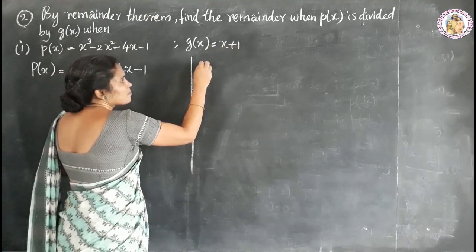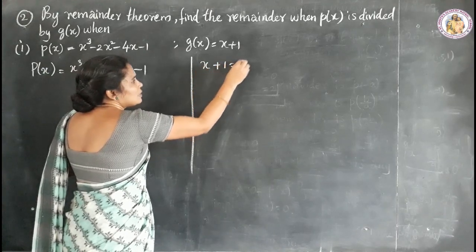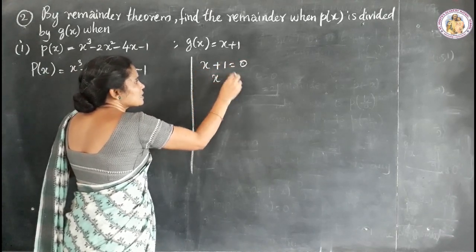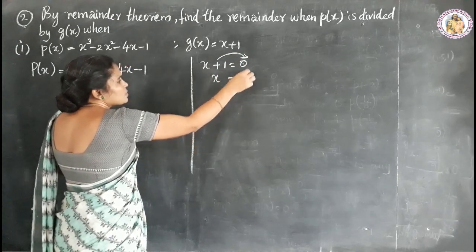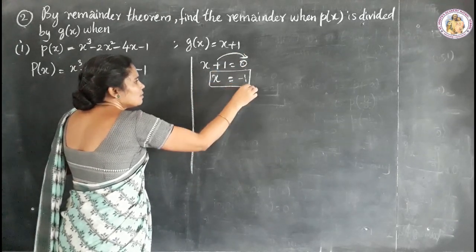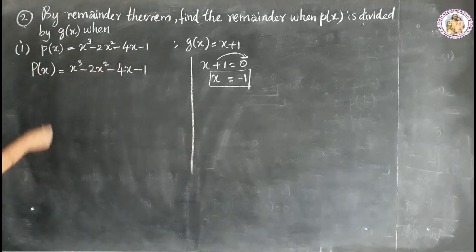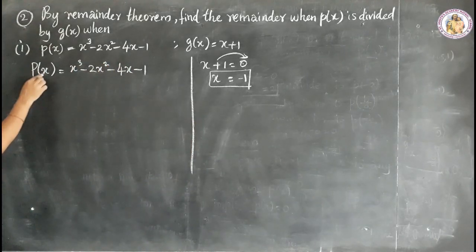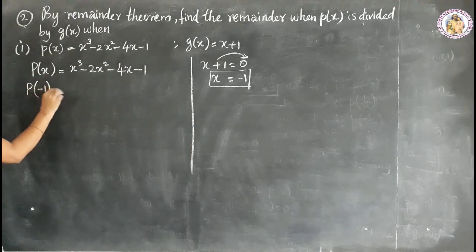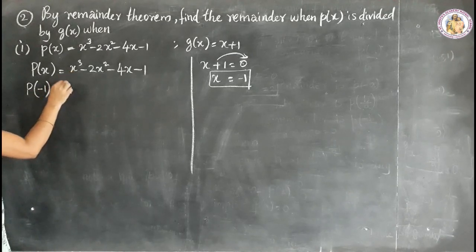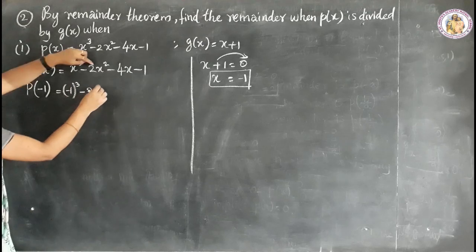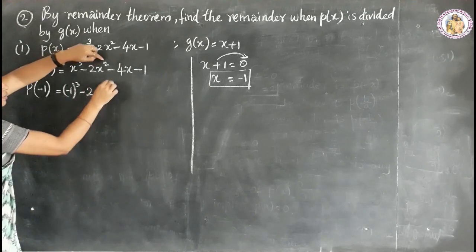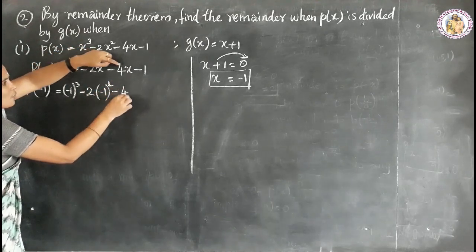Here it is given as g of x is equal to x plus 1. So x plus 1 is equal to 0, and when 1 comes to the right side it becomes minus 1. So x is equal to minus 1. Okay. Now in the place of x apply minus 1. So x cube becomes minus 1 cube, minus 2 times minus 1 square, minus 4x.